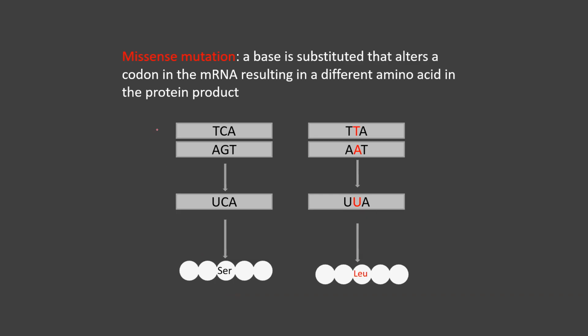Now, you can also have mutations that are called missense or nonsense mutations, okay? See, this makes sense here. A missense mutation is caused when a base is substituted and it alters the codon, right? And it results in a different amino acid in the protein. So missense mutations alter the codons such that you get a different protein than the one you're expecting to get.